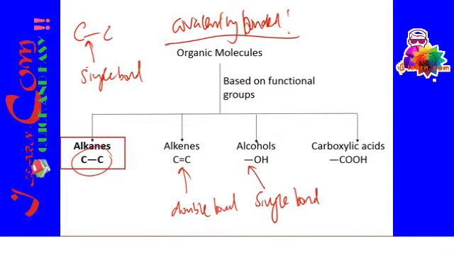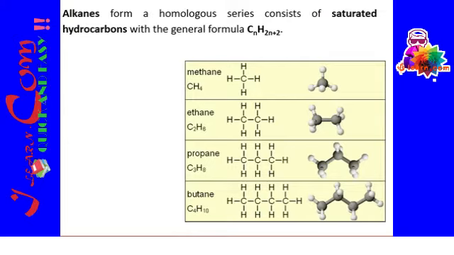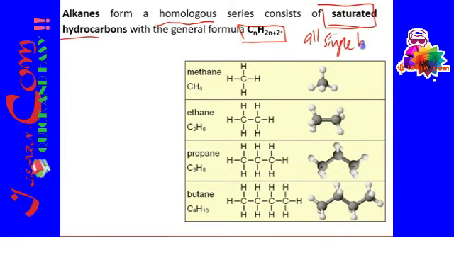Right, so we touch on the alkanes first. Very simple class of compounds, very simple reactions. So they form a homologous series consisting of saturated hydrocarbons with the general formula CnH2n+2. Saturated hydrocarbons basically means all single bonds. There are no double bonds at all. Every bond in the molecule is a single bond.